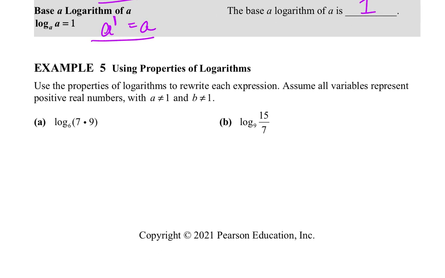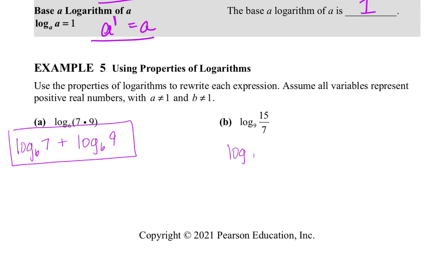So let's look at this one here. We have log base 6 of 7 times 9. So I would find log base 6 of 7 plus log base 6 of 9. And that's how you would write it as an expanded expression. This one would be log base 9 of 15, not plus, minus log base 9 of 7.